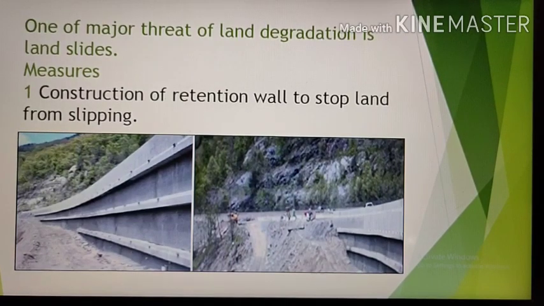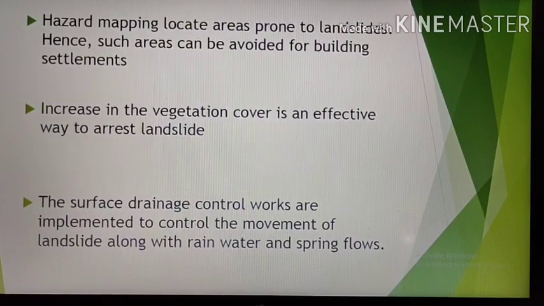Then comes the next step, that is hazard mapping to locate areas prone to landslides. Hence, such areas can be avoided for building settlements. Then, increase in the vegetation cover to arrest landslides is another option. Another measure is surface drainage control works to control the movement of landslides along with rain and rainwater and spring flows.